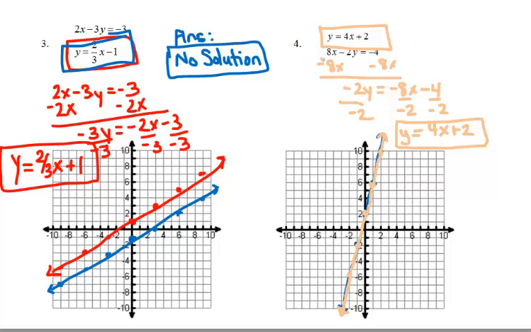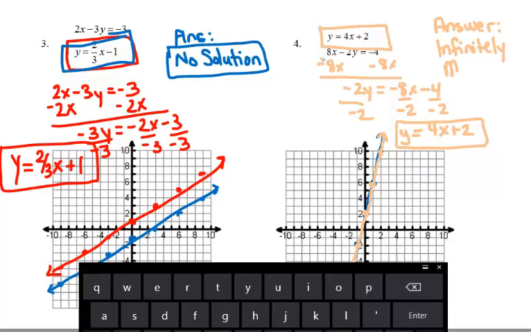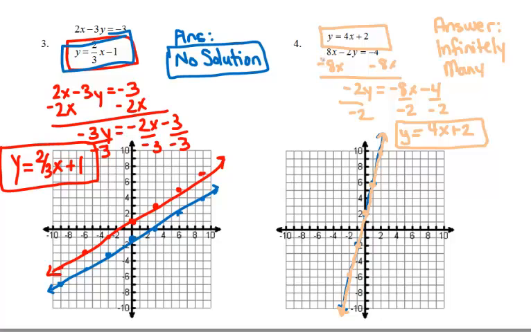Okay, so the answer to this, my final answer, is that there are infinitely many solutions. This whole thing is my final answer, infinitely many solutions.